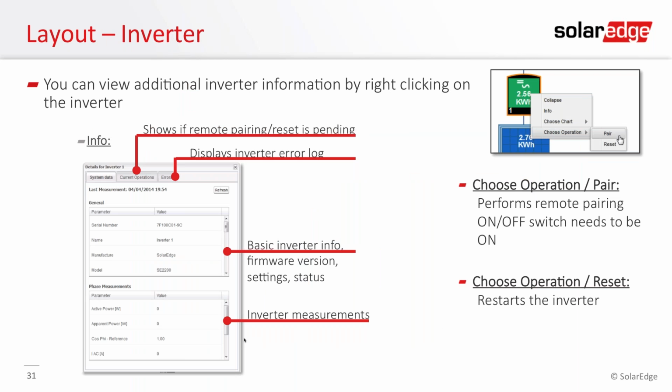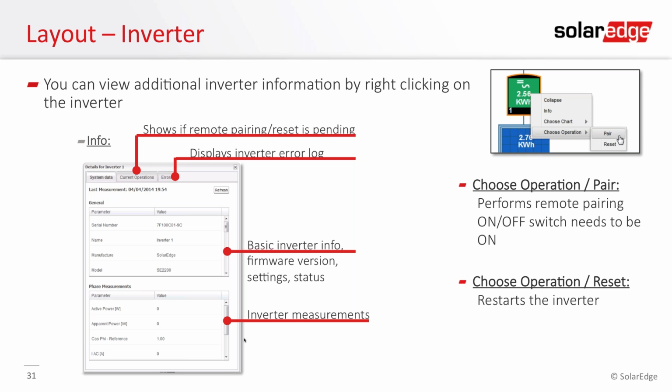If you decide that you want to see more information on your different components, you can simply right click on any component that you see in your layout, go to info, and you'll see this little pop up menu that comes up here with further details. This is a details screen for an inverter. So you'll be able to see additional information such as inverter serial numbers, model numbers, firmware versions, and current inverter measurements.